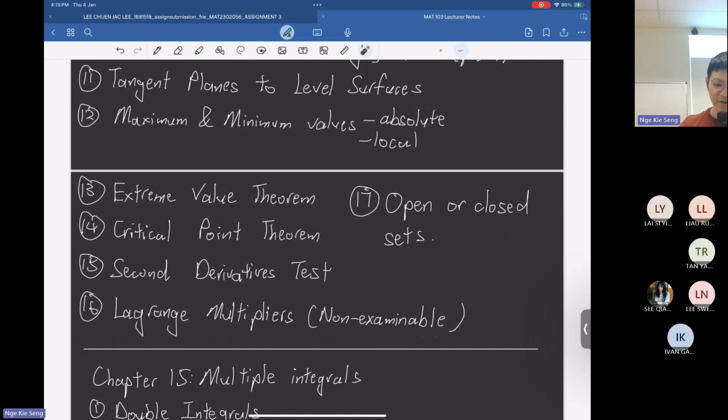Lagrange multiplier, if you want to forget, just forget. I also don't cover it in my class. Maybe it's helpful for some of the courses, but definitely not for my courses.